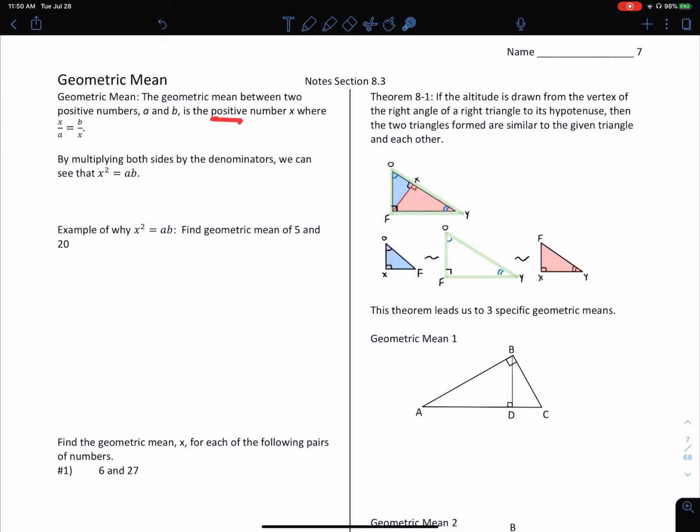important here, positive, positive, where x over a equals b over x.